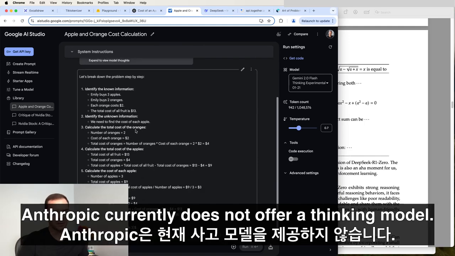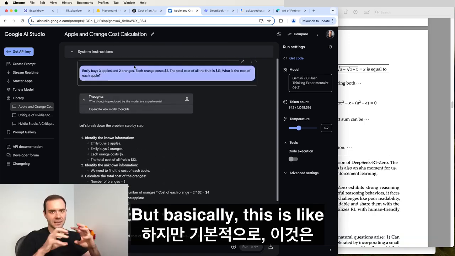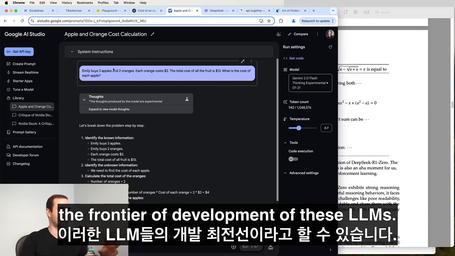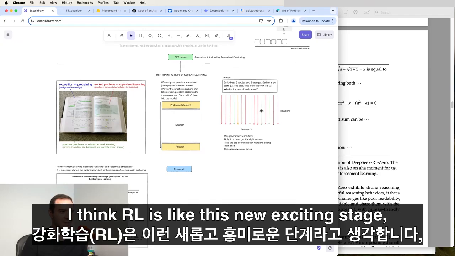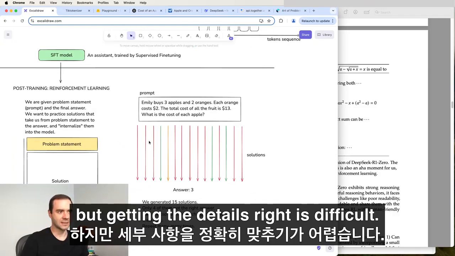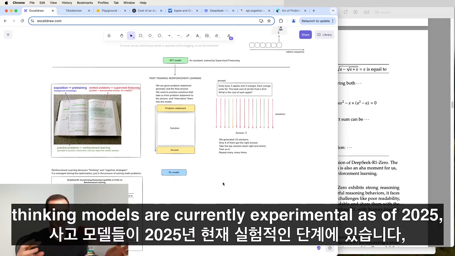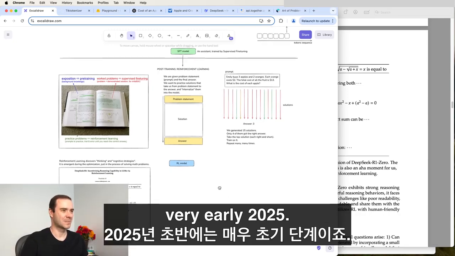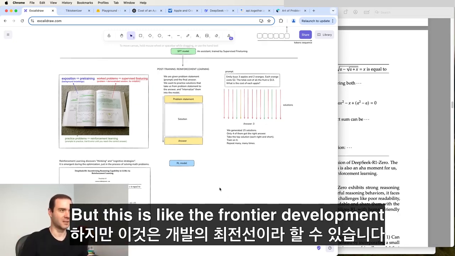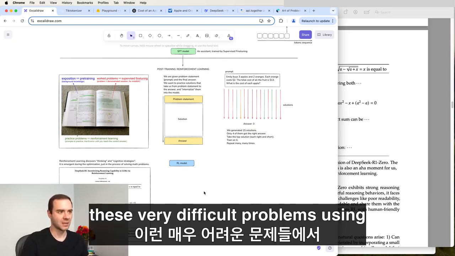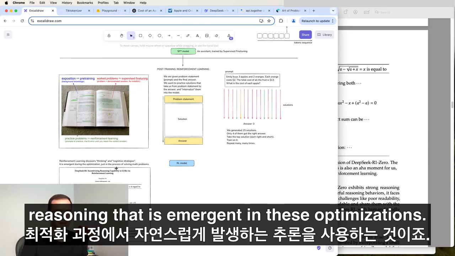Anthropic currently does not offer a thinking model. But basically this is kind of like the frontier development of these LLMs. I think RL is kind of like this new exciting stage, but getting the details right is difficult. And that's why all these models and thinking models are currently experimental as of 2025, very early 2025. But this is kind of like the frontier development of pushing the performance on these very difficult problems using reasoning that is emergent in these optimizations.